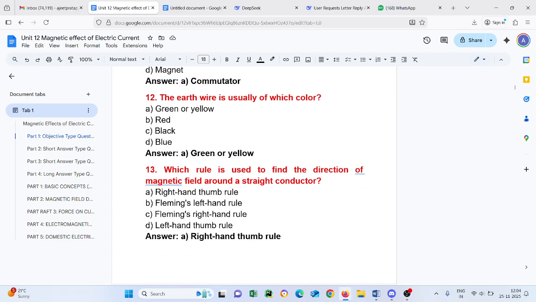Question number 13: which rule is used to find the direction of the magnetic field around a straight conductor? A option is right hand thumb rule, B option is Fleming's left hand rule, C option is Fleming's right hand rule, D, left hand thumb rule. The answer is A, right hand thumb rule.